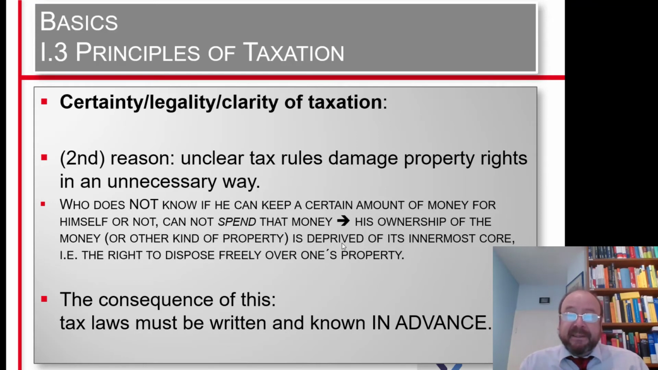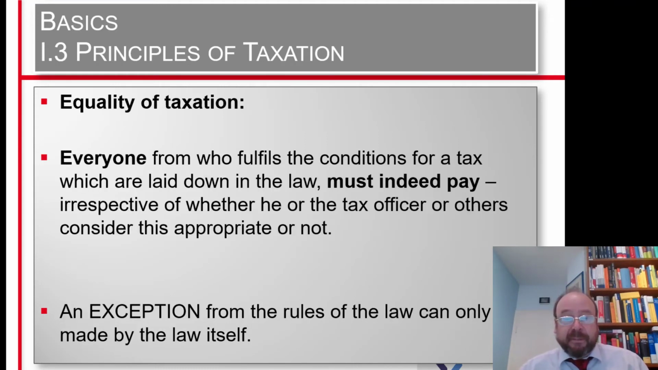And as this is something which happens slowly, probably once you begin with that, the development downwards can't be stopped anymore. So it's highly important to underline and mention the importance of that principle of certainty and clarity of taxation everywhere where one can do.